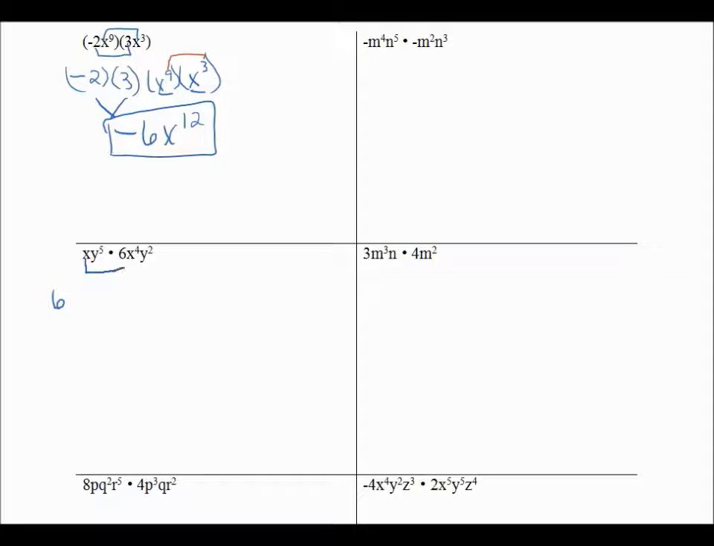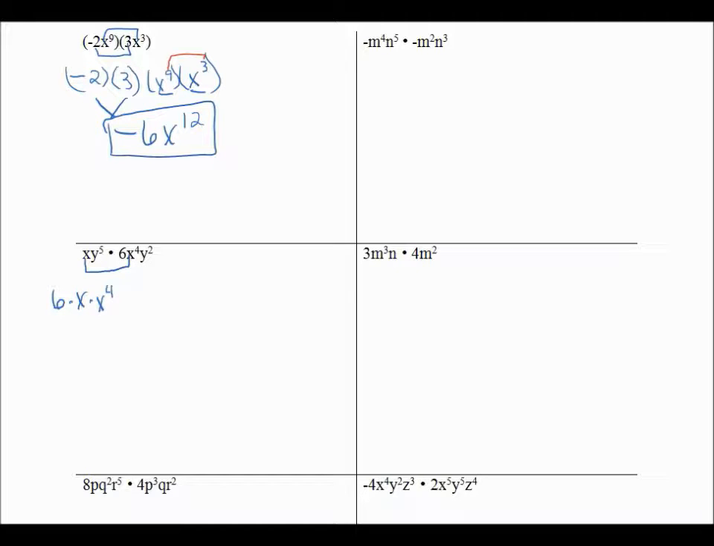I have x to the first power times x to the fourth power. Now remember, it is understood when you don't see an exponent there, it's understood that that exponent is a 1. Okay? So grouping everything together, this becomes x to the first power times x to the fourth power.